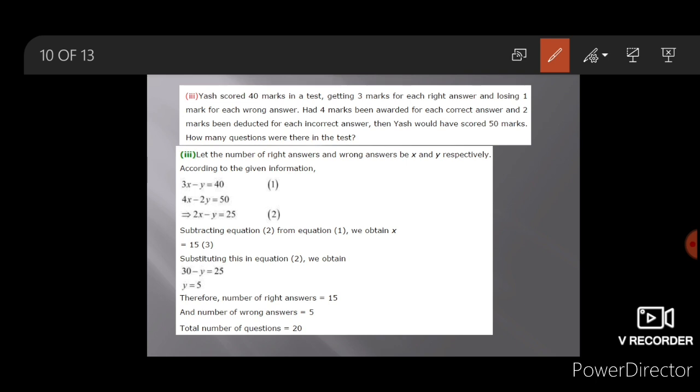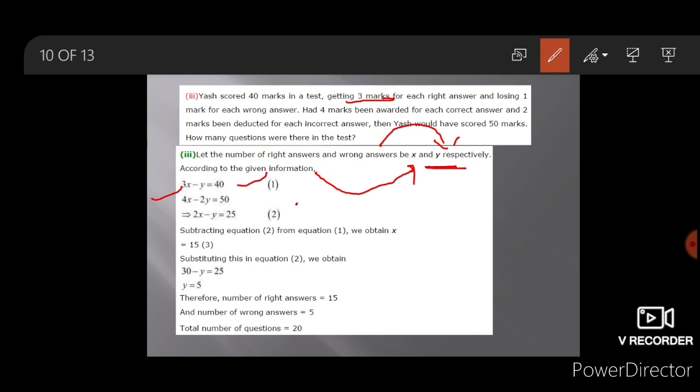Let us leave this question for a moment. Let us suppose that the total number of right answers by Yash is x and the total number of wrong answers by Yash is y. So if for each right question 3 marks are given, he gets 3x marks, and for each wrong question 1 mark is deducted. It means that for y wrong questions, y marks are deducted. So our equation becomes 3x minus y is equal to 40.